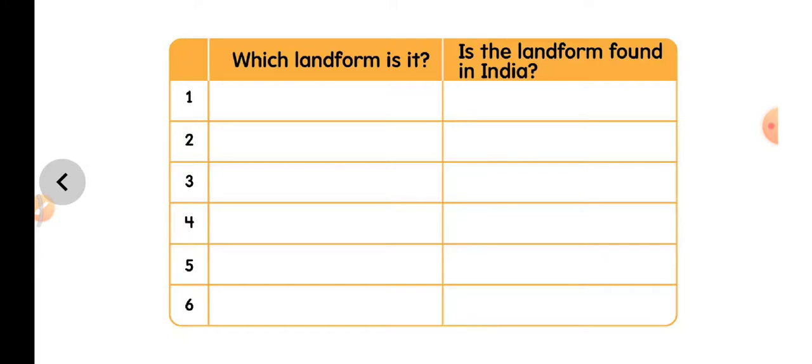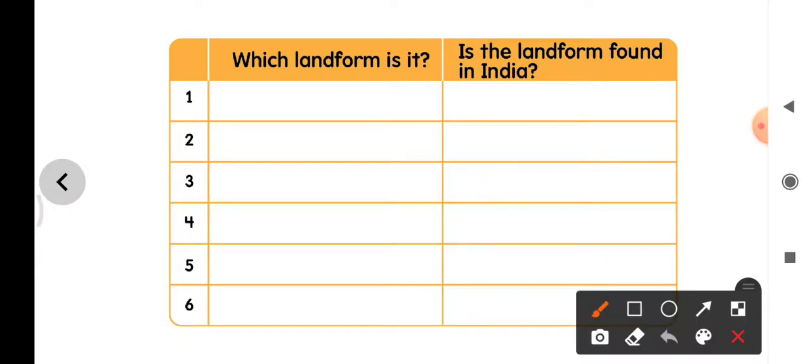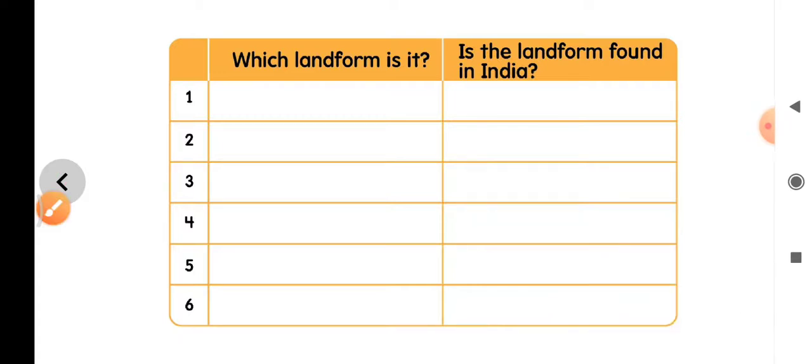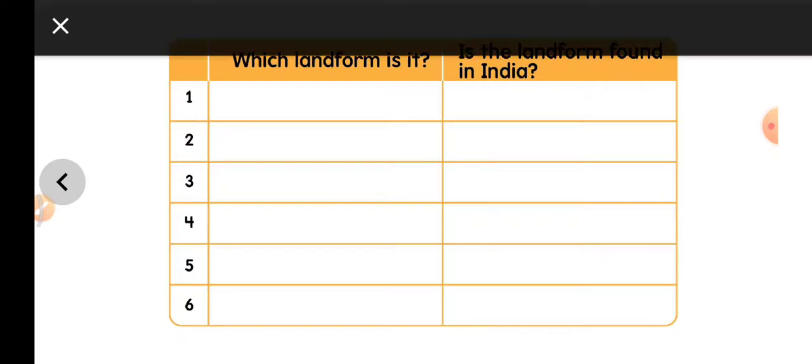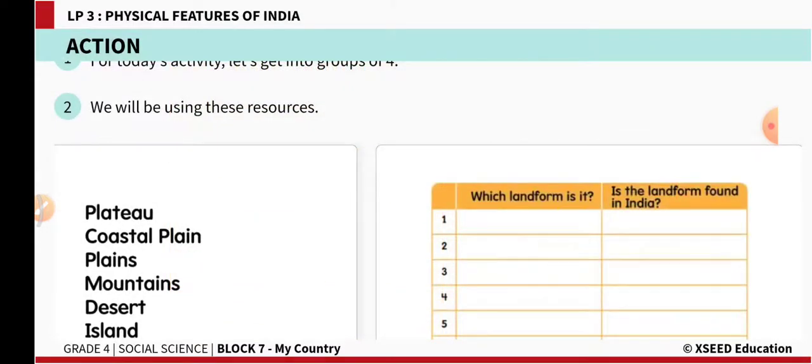Third picture, what did we see? Let us check. Plateaus are found in the Deccan Plateau, whereas the desert is found in the western part of India. It's called the Thar Desert. We also have the islands, the Andaman Nicobar and the Lakshadweep Islands. They are in the southern part of the peninsula, whereas the coastal plains are on either side of the peninsula, right? We have to write them neatly in the box.